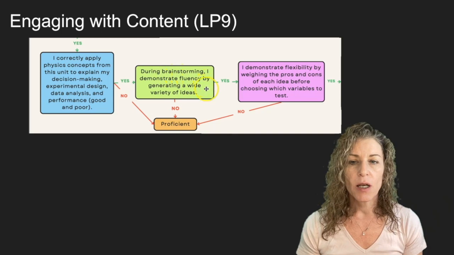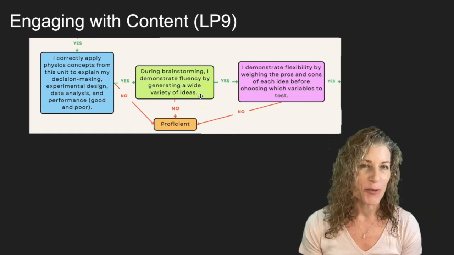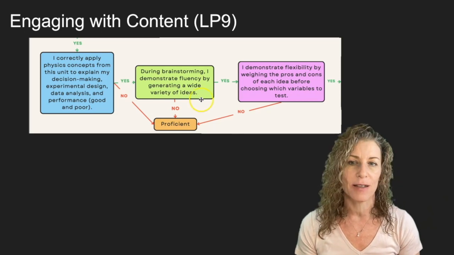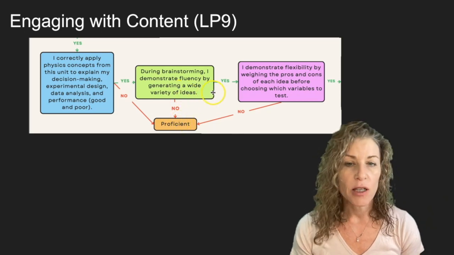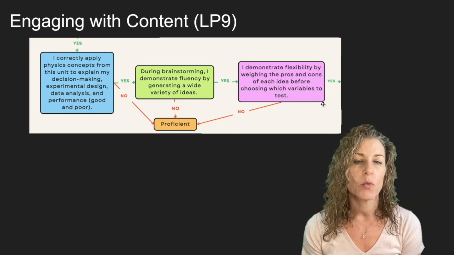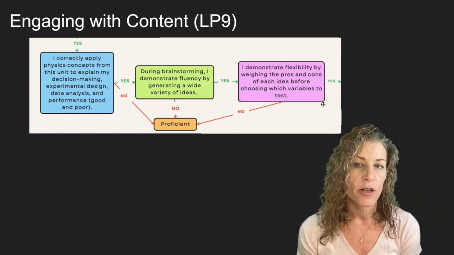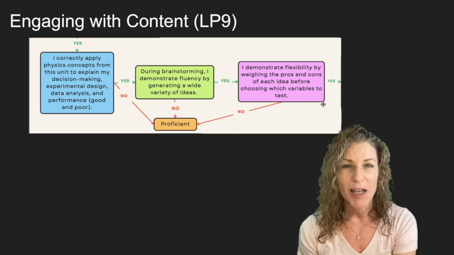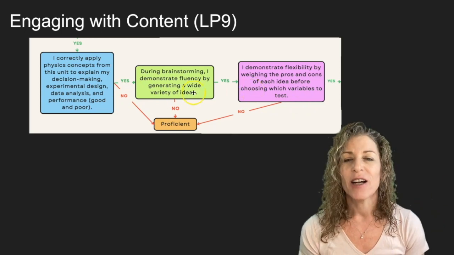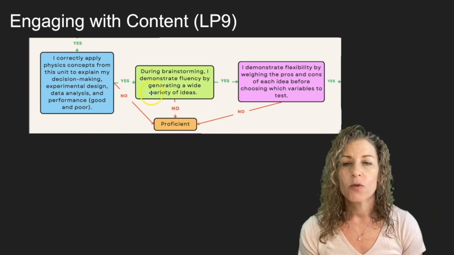Now let's check the brainstorming. I demonstrate fluency by generating a wide variety of ideas. So not just the standard ones that are easy, but you really stick with it and flesh them out. And there's all sorts of creative ideas you're showing. If not, that's proficient. If yes, I demonstrate flexibility by weighing the pros and cons of each idea before choosing which variables to test. So in the engineering design project, you have to test at least 3 different variables. You're going to use your brainstorming to do that. If yes to all of these, then we're going to move on to the expert level, right? If not, you're at the proficient level. So doing all of this is advanced.